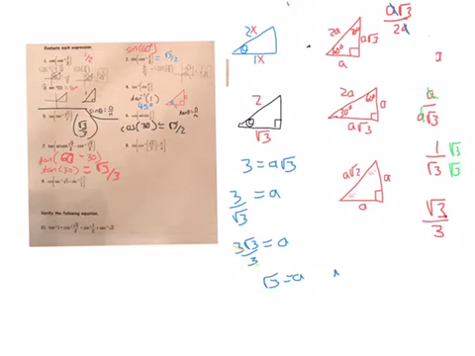So mathematicians or math teachers hate it when you have a radical in the denominator. So they might ask you to rationalize it this way so that your final answer looks like that. So that's that.